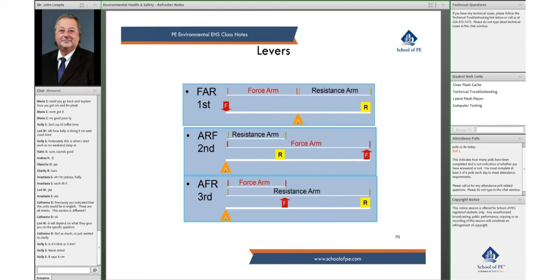Here you have your FAR, which we refer to as force, fulcrum, resistance. Second class lever: A, R, and F, with the resistance between and your force here. And then the other one is your AFR. So here's your force arm. You're talking about the force arm from this distance to here. In this case, it's from here to here. And in this case, it's basically the difference between this point and that. So that explains how these things work. Does it make sense, everybody?